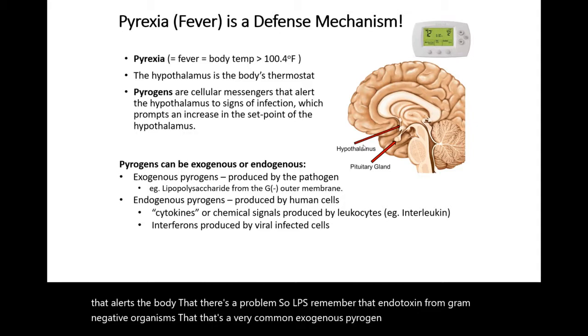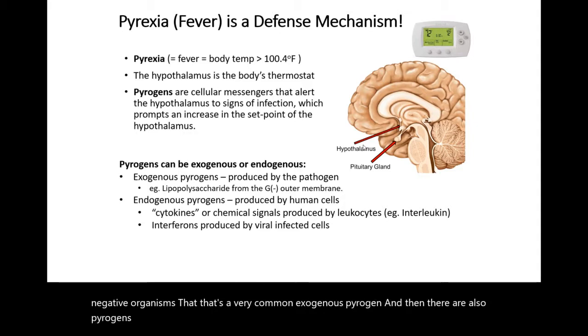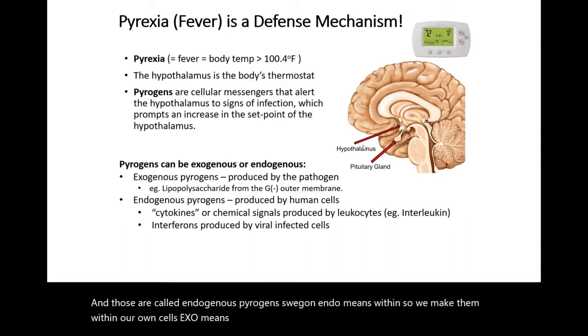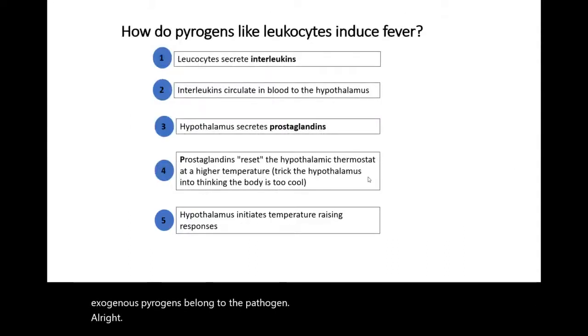And then there are also pyrogens that we make, and those are called endogenous pyrogens. So again, endo means within, so we make them within our own cells. Exo means outside of, so these are made outside of our body, so the exogenous pyrogens belong to the pathogen. All right, so let's talk about what happens here.